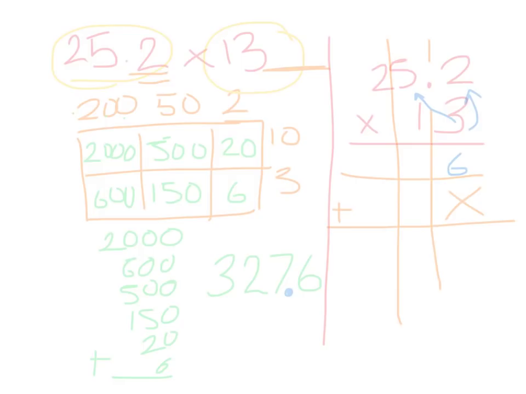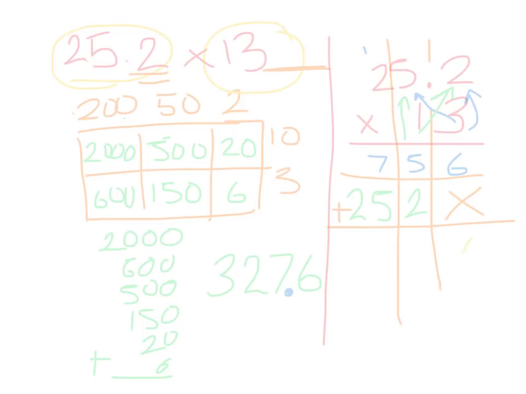3 times 5 is 15. I put down my 1s. I carry my 10s. 3 times 2 is 6 plus 1 is 7. Okay, then I keep going and I do my 1s. And I'm just going to change color here. So 1 times 2 is 2. 1 times 5 is 5. 1 times 2 is 2. So I've gotten all my digits down. And then I go ahead and I add.